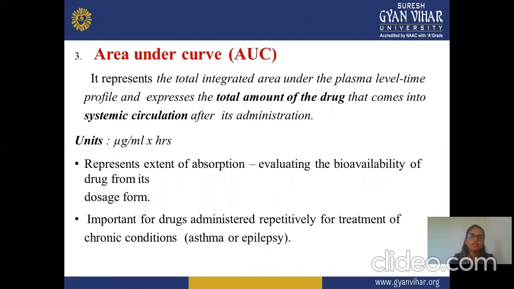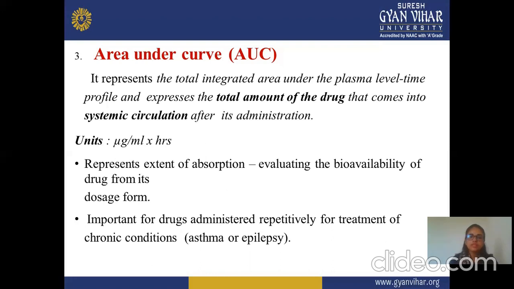The next parameter is the area under the curve, or AUC. This is a very important parameter for pharmacodynamics. AUC represents the total integrated area under the plasma level time profile, and expresses the total amount of the drug. This means how much total drug comes into the systemic circulation after administration. With the help of this AUC, we check the maximum concentration of the drug in the plasma, or how much total drug is found in the blood after taking the drug. The unit of AUC is microgram per ml into hour. This is the unit of the area under the curve.